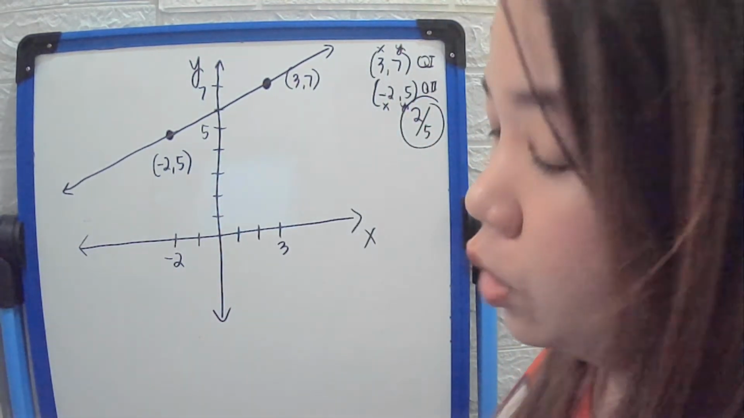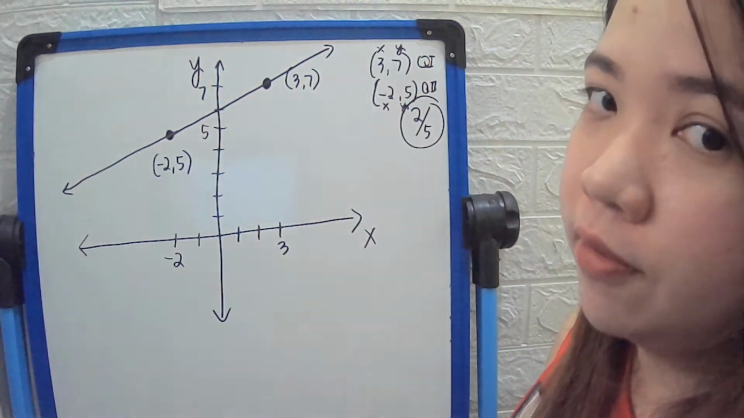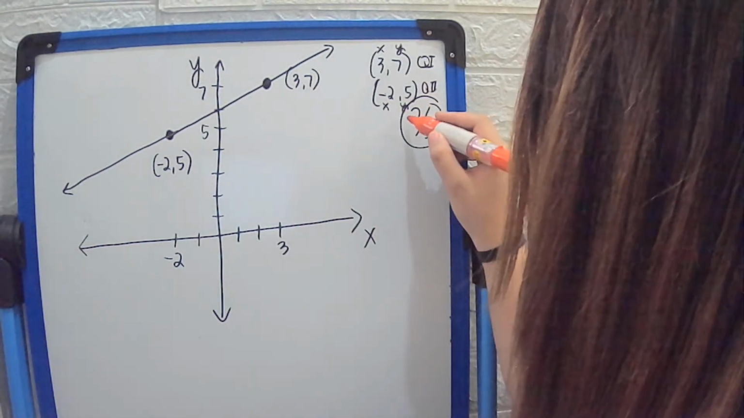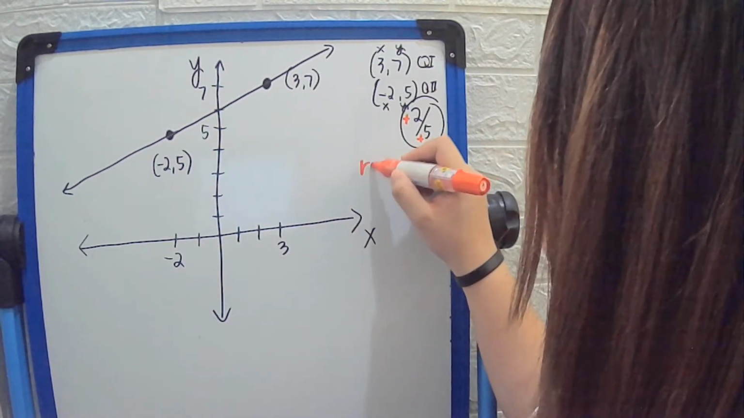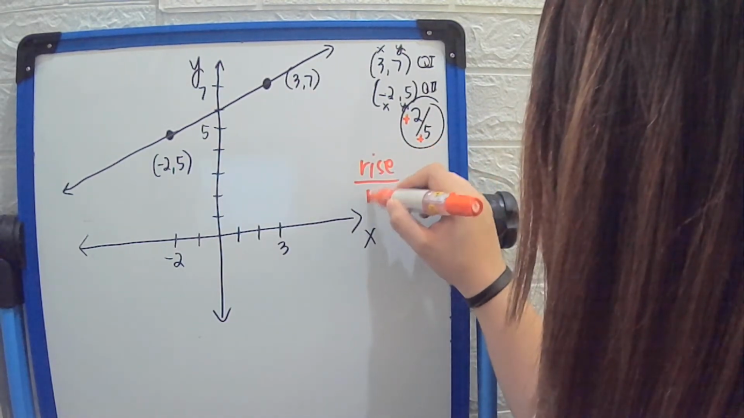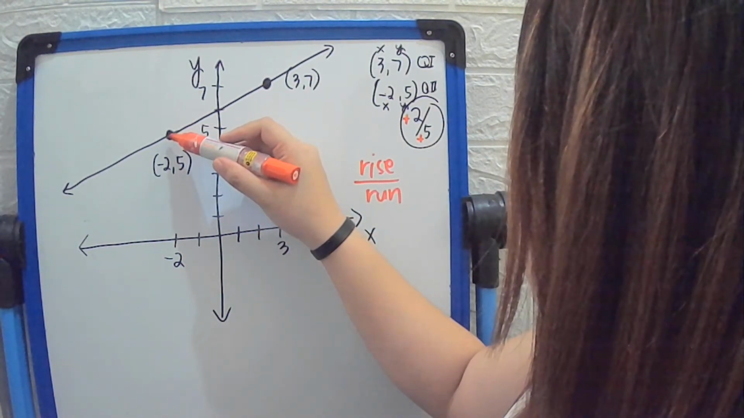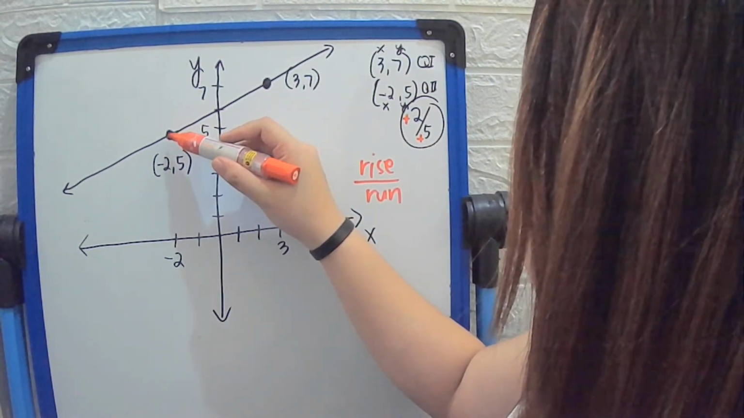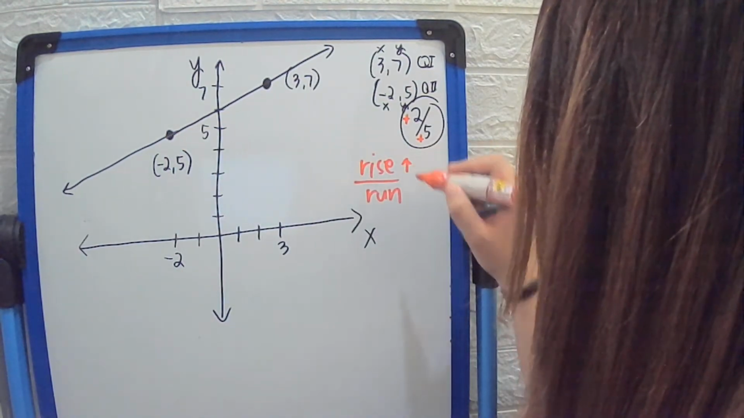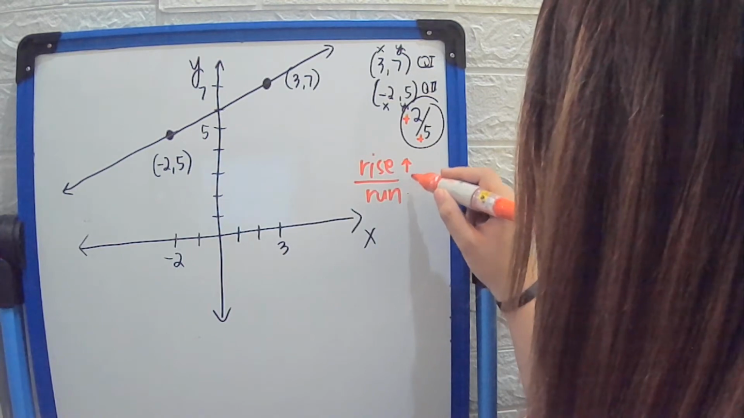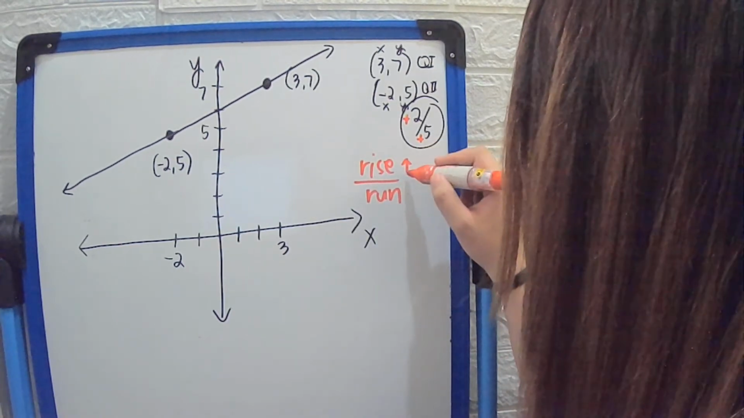Now, sino si slope? Our slope is 2 over 5. Okay? So, positive si 2, positive si 5. So, meaning to say, di ba ang slope natin ay rise over run? So, let's start with this point. Okay? So, if this is your starting point, ang rise natin, you go up. Kapag sinabing rise, it's either you go up or you go down.